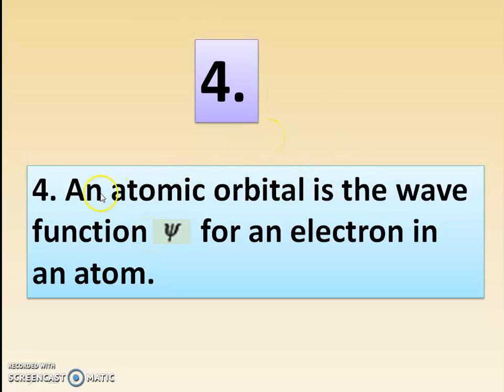The next feature is that an atomic orbital is the wave function psi for an electron in an atom. So these atomic orbitals are the wave function, that is psi, and they are simply mathematical functions and they do not have any physical meaning.